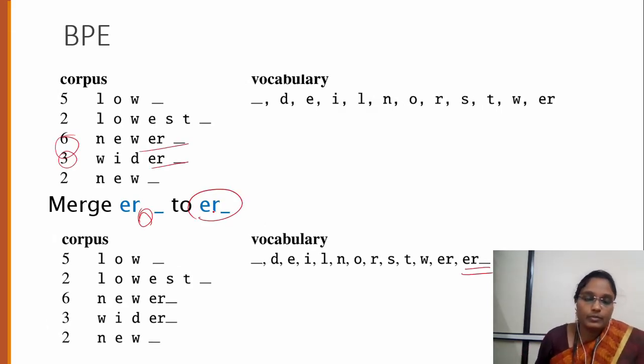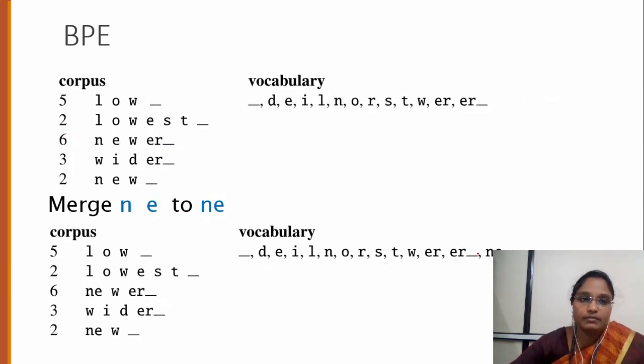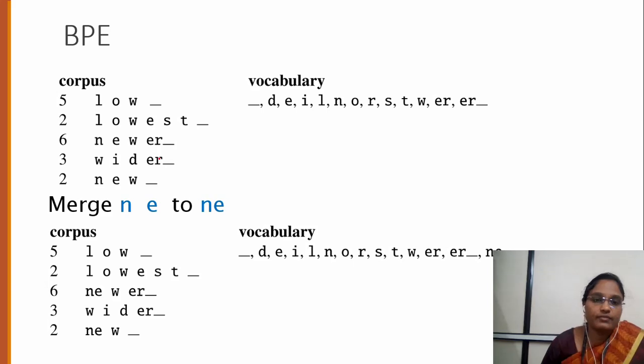So here we have merged ER underscore and updated it in the vocabulary. When continuing with this, the next most frequent two adjacent symbols that we could find here is NE, because here it is appearing 6 times and here it is appearing 2 times. So that means 8 times we are getting these two symbols frequently occurring adjacent to each other.